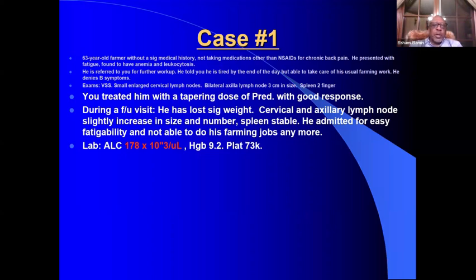So now he's symptomatic, but he doesn't have big lymph nodes or big spleen, just fatigue and weight loss. His lab now, his absolute lymphocyte count is 178. It was 80,000, so it's doubled now. His hemoglobin again dropped to 9.2. Platelets dropped again to 73. So he's symptomatic now, so now we can treat. Now we can talk about treatment.